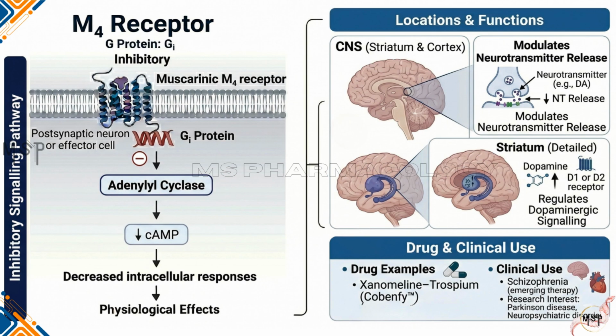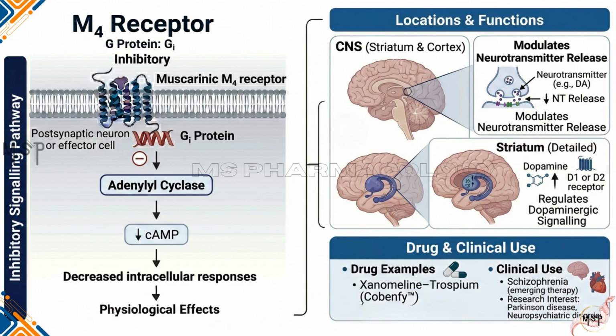Moving to the M4 receptor, this receptor is coupled to Gi proteins and is found predominantly in the central nervous system, particularly in the striatum and cerebral cortex. Activation of M4 receptors inhibits adenylyl cyclase and decreases cyclic AMP levels. Functionally, these receptors modulate neurotransmitter release and play an important role in regulating dopaminergic signaling.